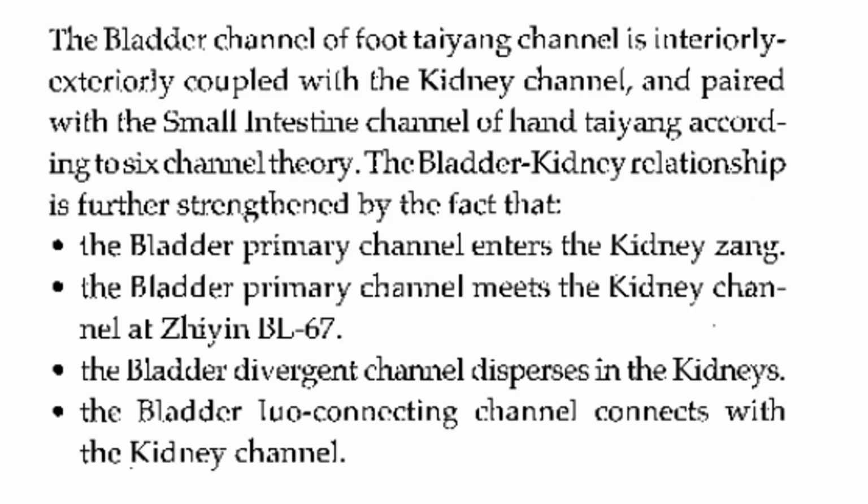The bladder channel, or foot Taiyang channel, is exteriorly-interiorly coupled with the kidney channel and paired with the small intestine channel of hand Taiyang according to six-channel theory. The bladder-kidney relationship is further strengthened by the fact that the bladder primary channel enters the kidney. The bladder primary channel meets the kidney channel at Bladder 67. The bladder divergent channel disperses in the kidneys. The bladder luo-connecting channel connects with the kidney channel.